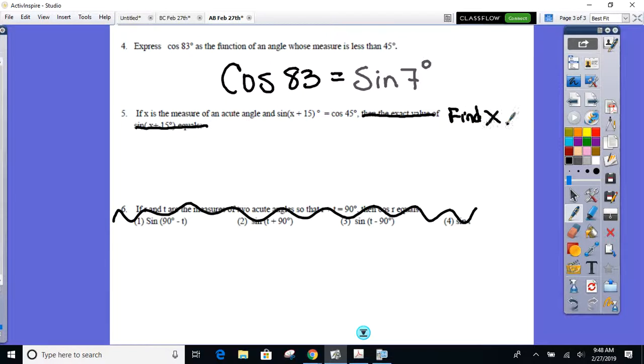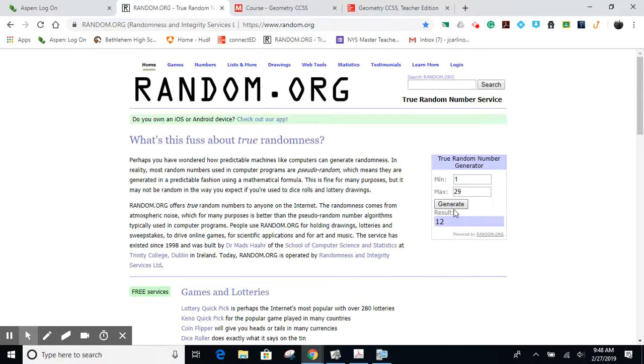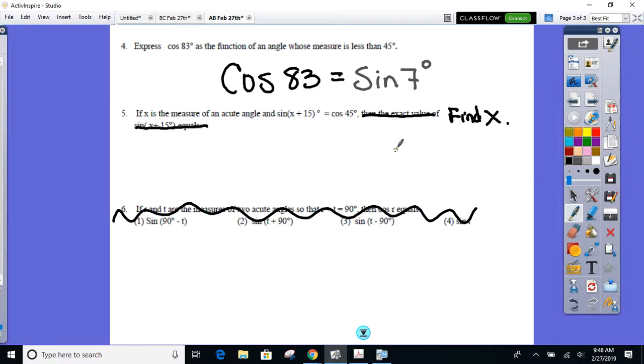I just want to make sure you guys have the basics of this. Just find x. Set them equal, right? x plus 15 equals 45? No, no, no. Get out of there. If sine and cosine are equal, again, ask somebody here, what do I know about their angles? So I should see x plus 15 plus 45 equal to 90. Don't set them equal to each other.